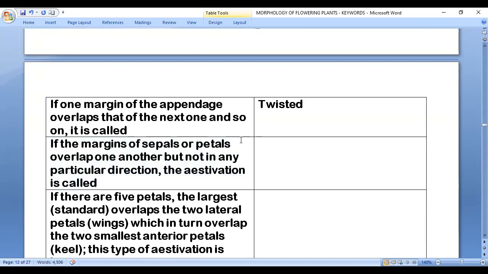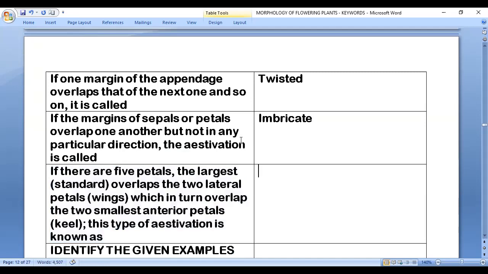If the margins of sepals or petals overlap one another but not in any particular direction, the aestivation is called imbricate. If there are 5 petals, the largest standard overlaps the 2 lateral petals, which in turn overlap the 2 smallest anterior petals called keel. This type of aestivation is known as vexillary or papilionaceous.